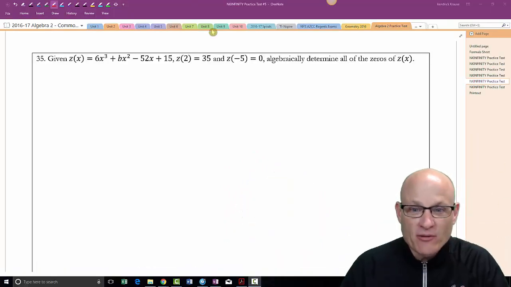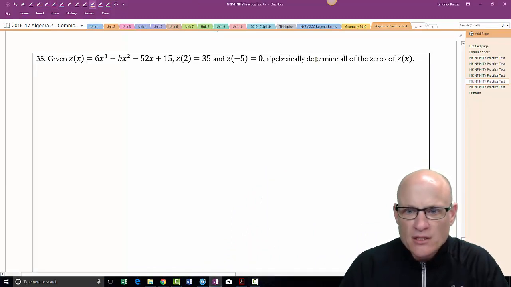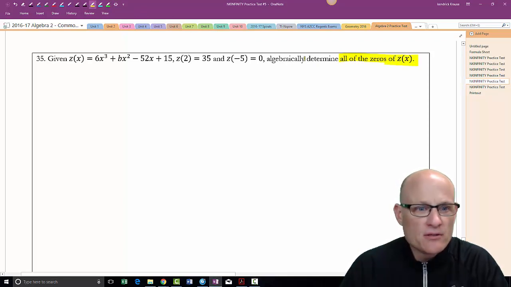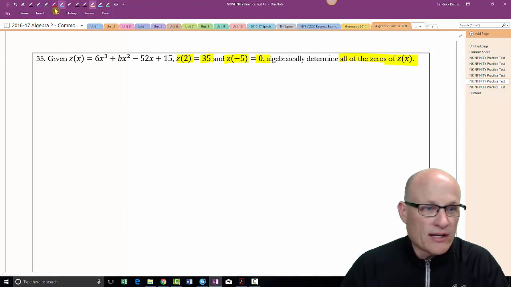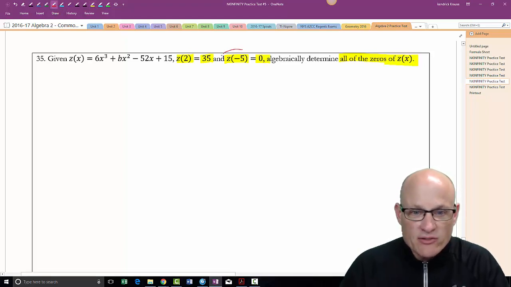Anyway, let's get started. What is this? Algebraically determine all zeros of z of x. Z of 2 is 35. Z of negative 5 is 0. Okay, wait a second. Now check this one out. They just gave us a 0 right there.